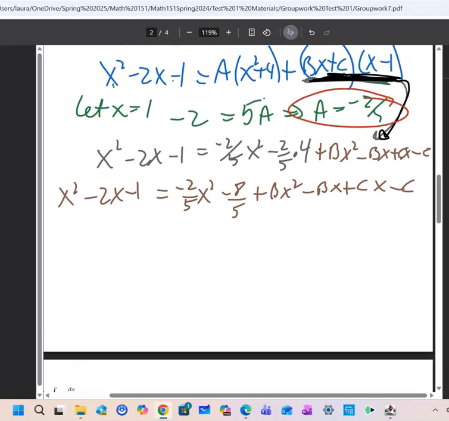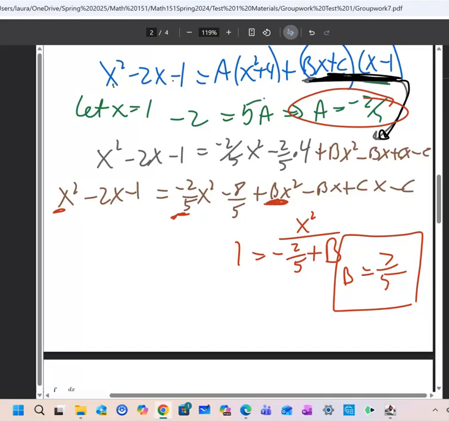So what am I trying to find? I already got the A, so I'm looking for B and C, right? So in order to find B, oh, look at that. B is in front of an x² term. So in x² terms, I've got B on the right-hand side and a negative 2/5. Those two things have to add to 1, right? Because that's the coefficient of the x² on the left-hand side. So B − 2/5 has to equal 1. So that must be B is equal to 7/5. All right, got the A and the B. Now we're looking for C.